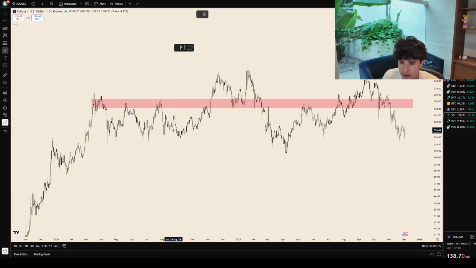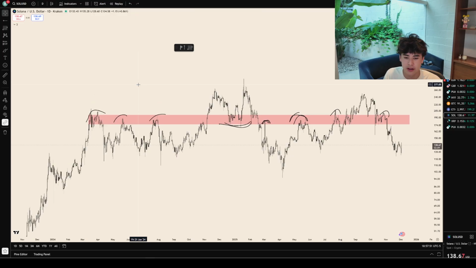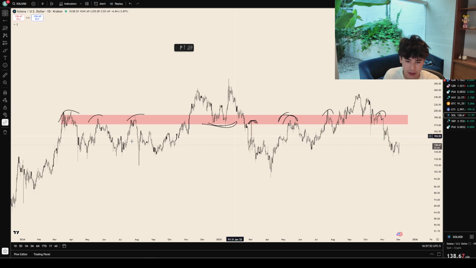So we had this initial zone where we were just rejecting off this key cluster right here. And then we flipped this and used it as support before flipping it again, using it as resistance, and then resistance again. So we can see how these zones flip each other a lot and are very key in the market to finding where price might want to reject or where price might want to bounce.